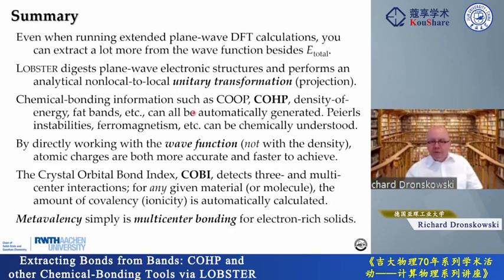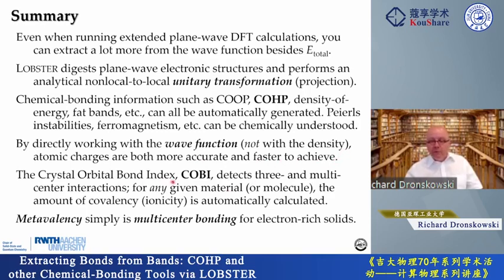So chemical bond information such as COHP, accurate density of energy, I didn't talk about this, fat bands, they can all be automatically done. And then you explain things like Peierls instabilities, ferromagnetism, and so forth. If you directly work with the wave function, not with the density, you have atomic charges that are both more accurate and far faster to achieve, at least 10 times faster.